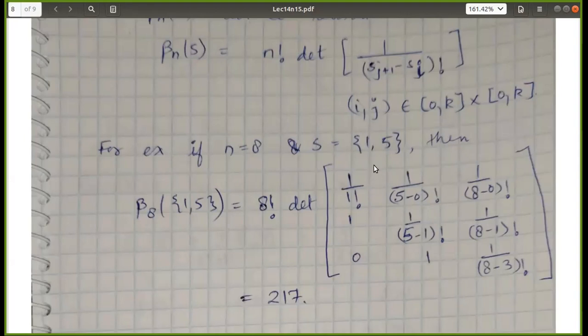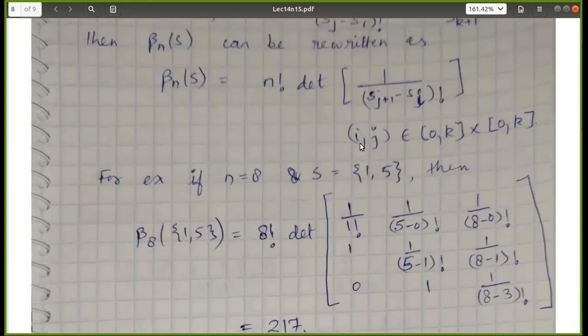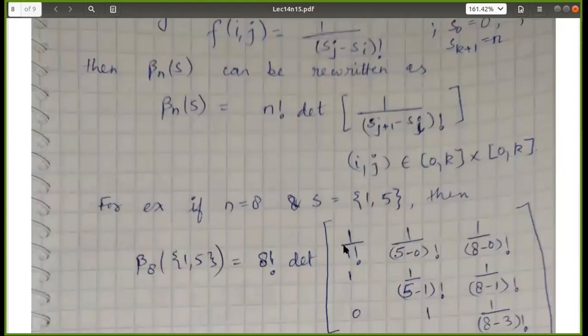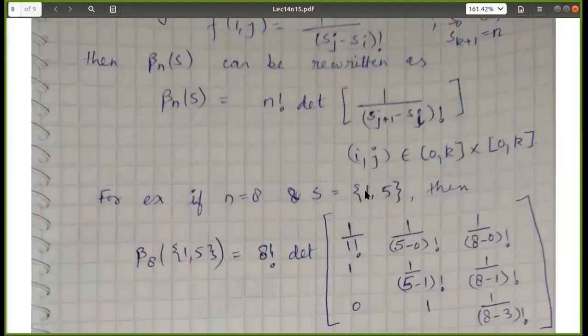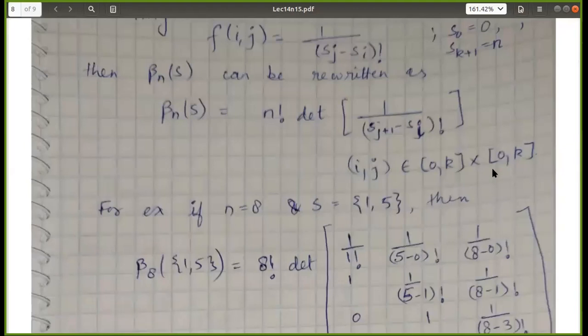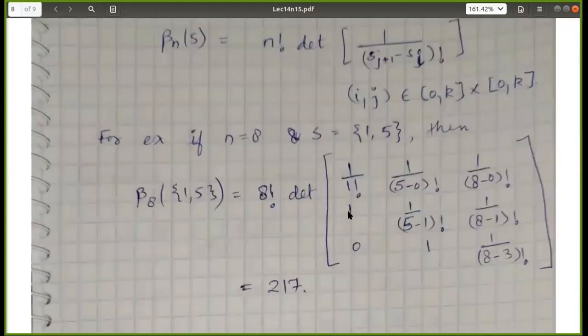I think I made a mistake. I think S must have 3 elements, like 0 must be there. No, 0 is just the S0, Aghilan. This particular thing is the S0. So standing here, you do the first element minus S0. When you stand here, you do the second element minus S0. When you stand here, you do the third element. Third element is what? SK plus 1, which is the last element, minus 0. Then this is anyway 1.